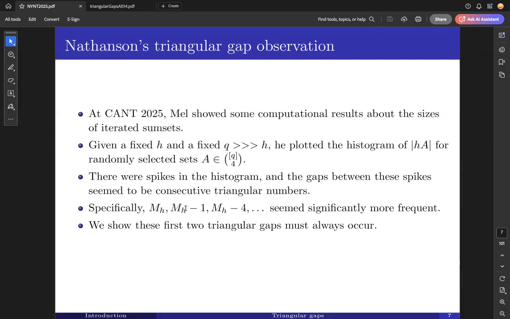And so today I'm going to claim that these first two triangular gaps must occur, again, for fixed H and Q with Q much larger than H. And I believe that we can use this same argument to extend and show that at least the first H gaps must be triangular as well. But that's a conjecture, so we'll talk about the conjecture later.